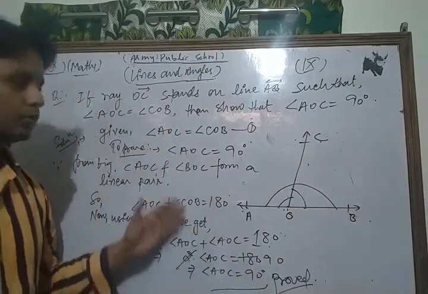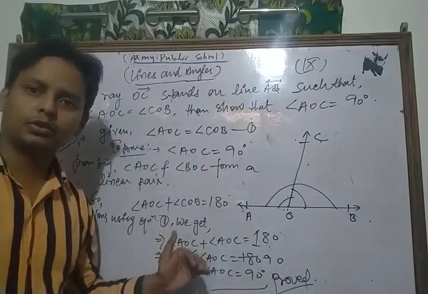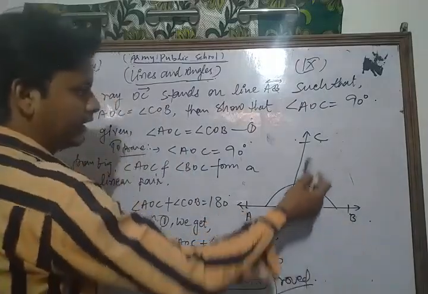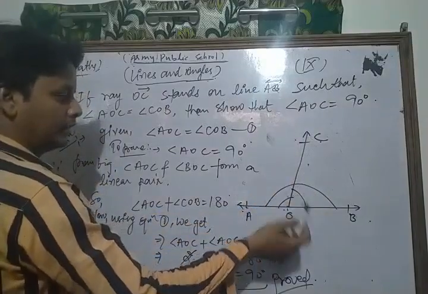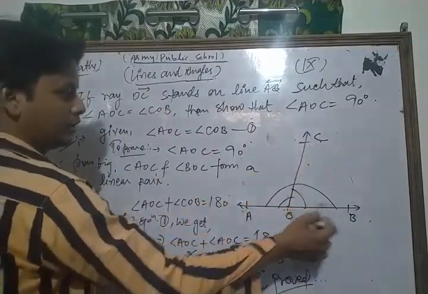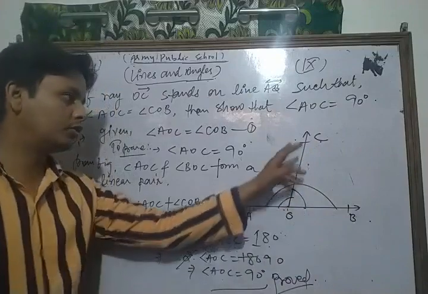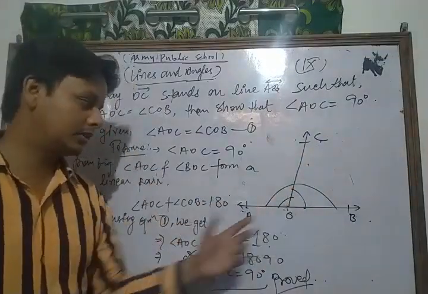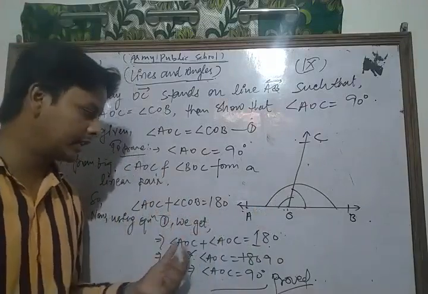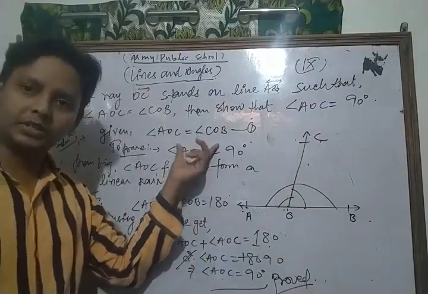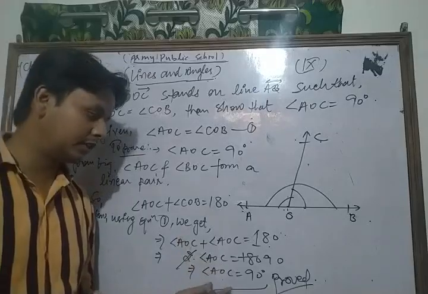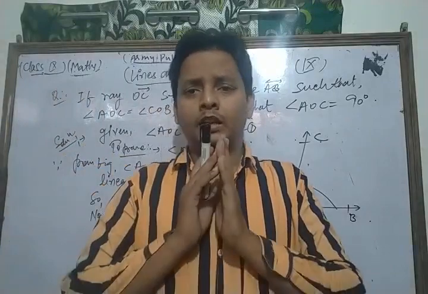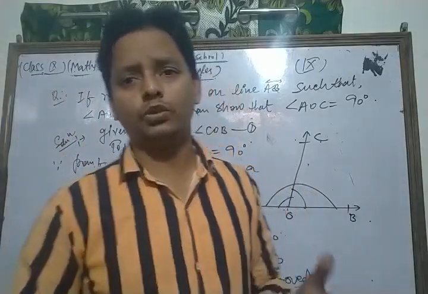In this way you can solve this type of question of your syllabus. Let's see once more. Here AB is a straight line and ray OC stands on it, and it is given that angle AOC is equal to angle COB. We have to show that angle AOC is 90 degrees. From the concept of linear pair, the sum of their measures is 180. We apply that concept, then use the given condition in that expression, and we get angle AOC as 90 degrees. This is the method to solve this type of question.